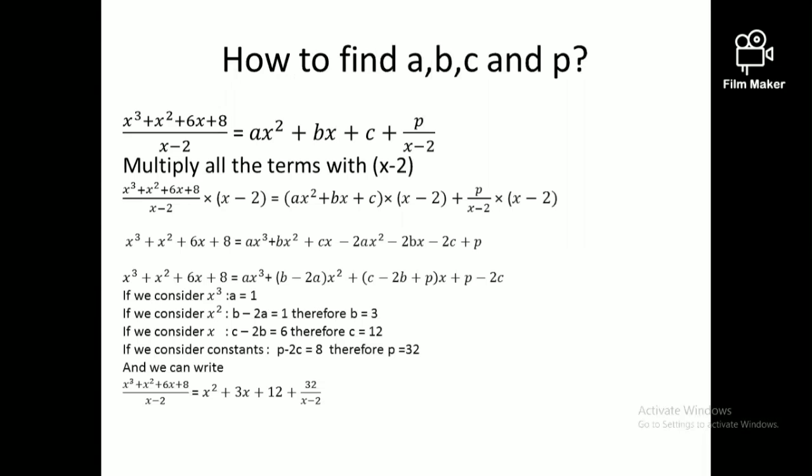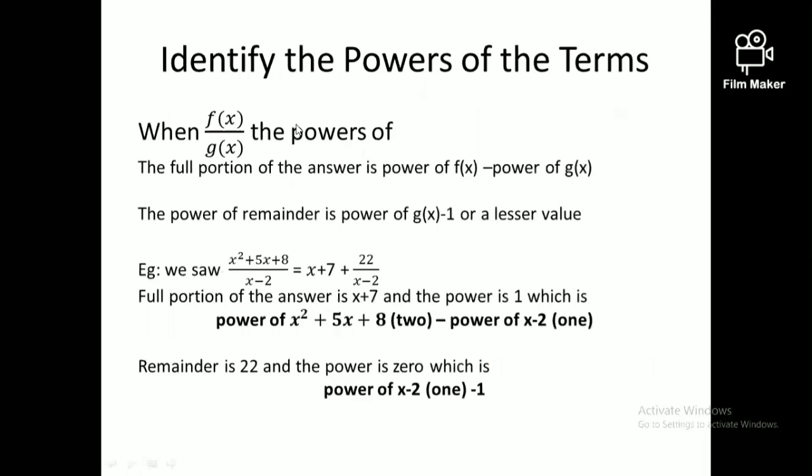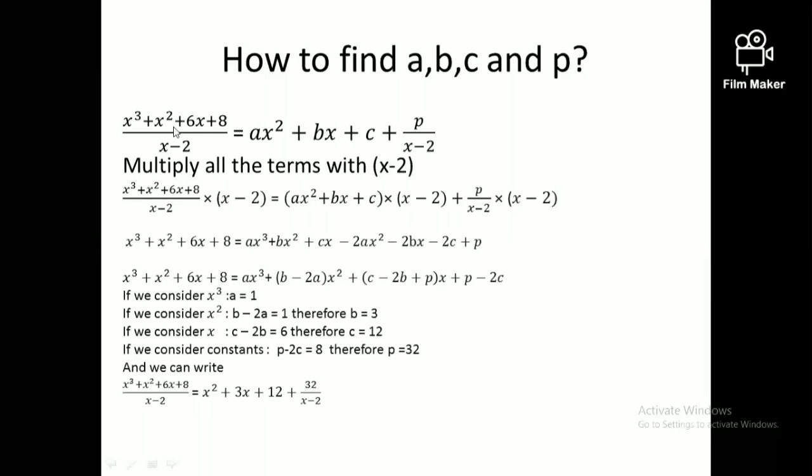This is the objective. What you need to do is use the same technique I've used over here. I'll multiply both sides by the divisor, x minus 2. Then this side turns into x cubed plus x squared plus 6x plus 8 divided by x minus 2, times x minus 2. This portion becomes ax squared plus bx plus c times x minus 2, plus p over x minus 2 times x minus 2. Therefore, this x minus 2 cancels with this x minus 2, and only p remains.